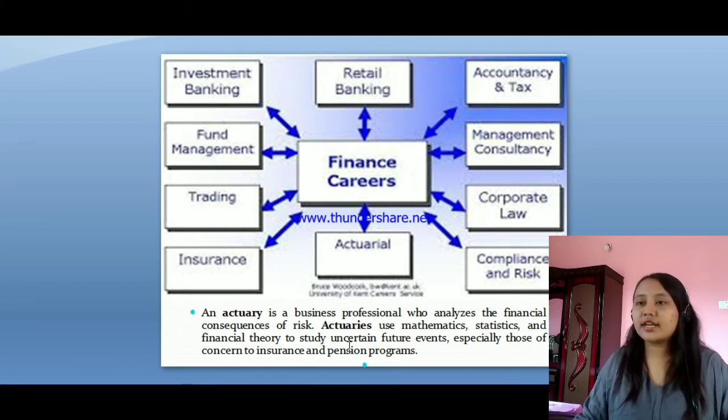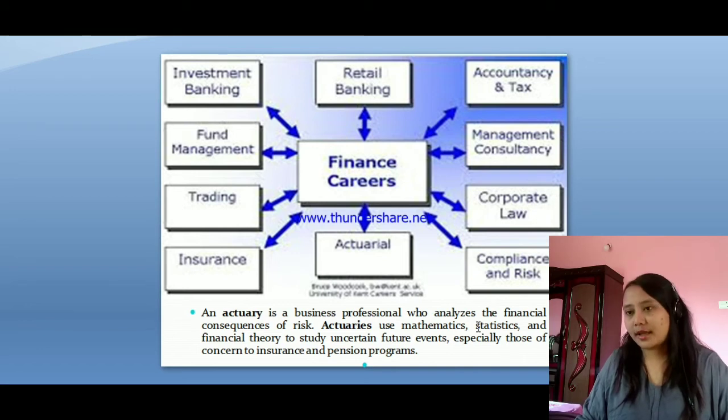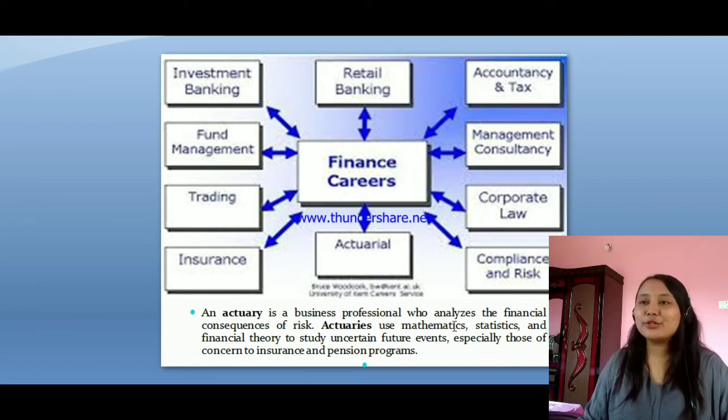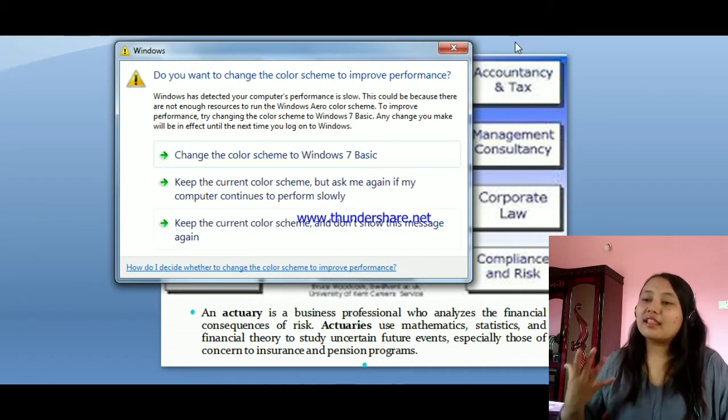I think you know this, right? Now you understood. Actuaries use mathematics, statistics, and financial theory to study uncertain future events, especially those of concern to insurance and pension programs. Now you can see, he uses mathematics and statistics. Up to now, we have just learned mathematics and we don't know the real value of it, no? But now, you can see here, there is a use of mathematics while we are doing our real life job also.